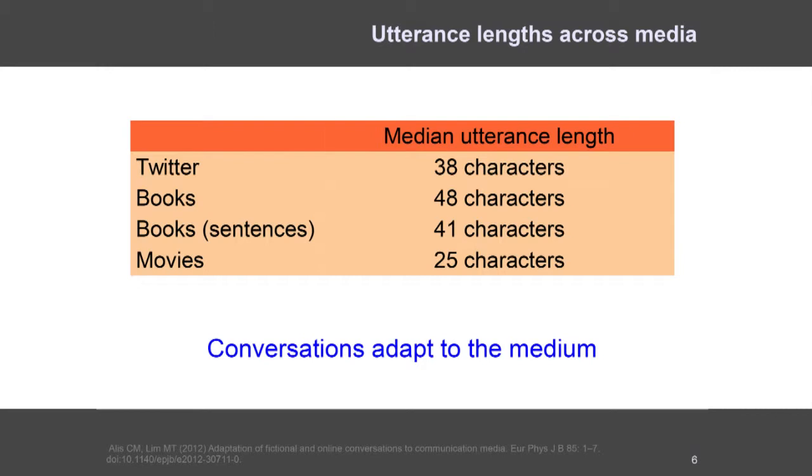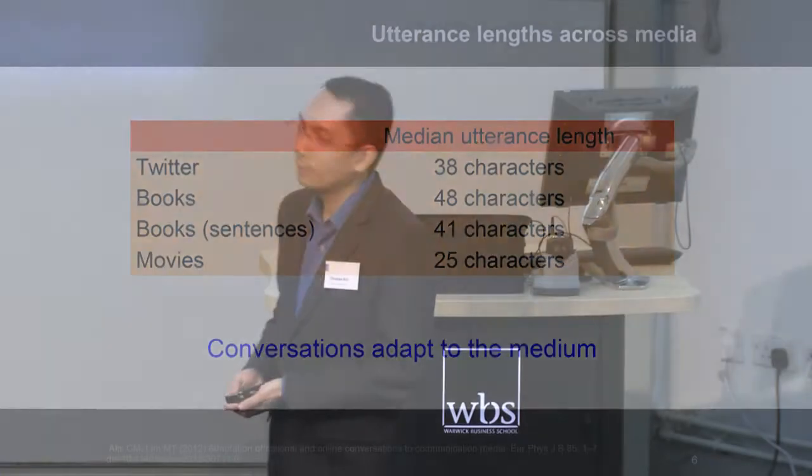So the shortest utterances are from movies, and the longest are from books. But if we split the conversations from books into sentences, we get that the sentence length in this case is actually closer to Twitter than to books or movies. Now, this implies that conversations adapt to the medium, and in some ways it's not that unexpected.